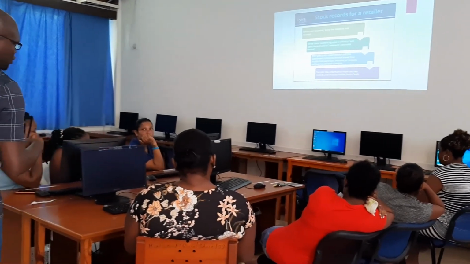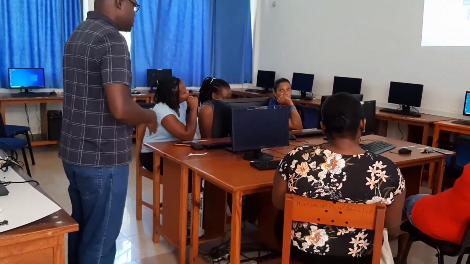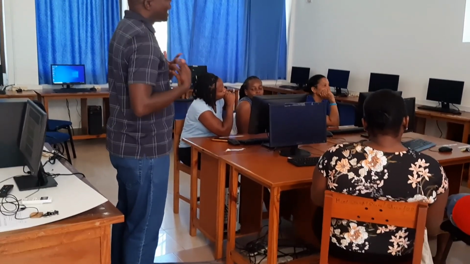You've been taught about the types of businesses. A retailer is the one who sells to the last consumer. So here we have, how do they record their stuff? So when buying goods, keep the invoices and records.